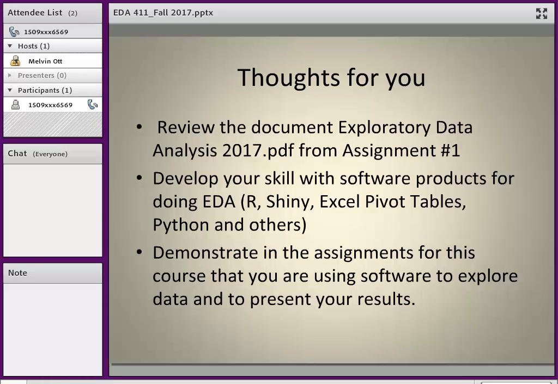Review that document, Exploratory Data Analysis, that I gave you for assignment 1. Work with some of these other software products.